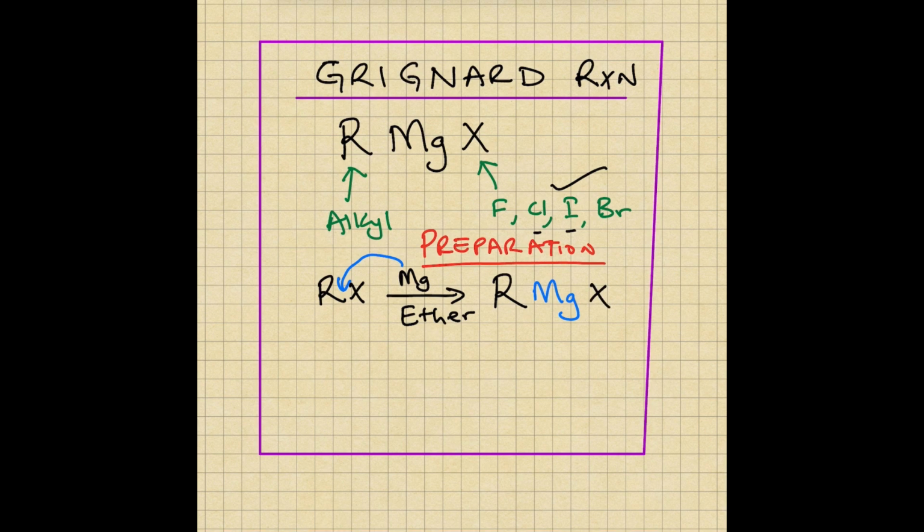So for example, if you started with this as the starting material and then reacted that with magnesium in ether, you now end up inserting the magnesium between the carbon and the fluoride. So you end up with that as the Grignard reagent.